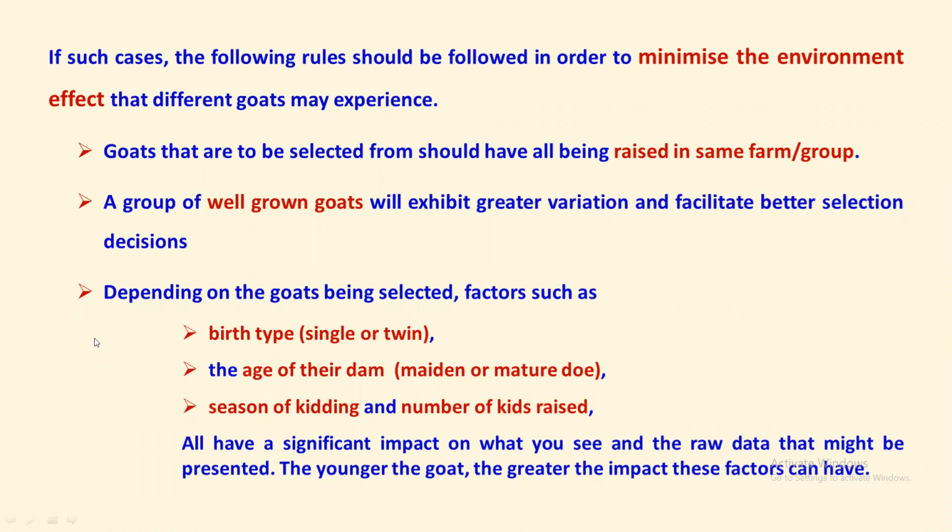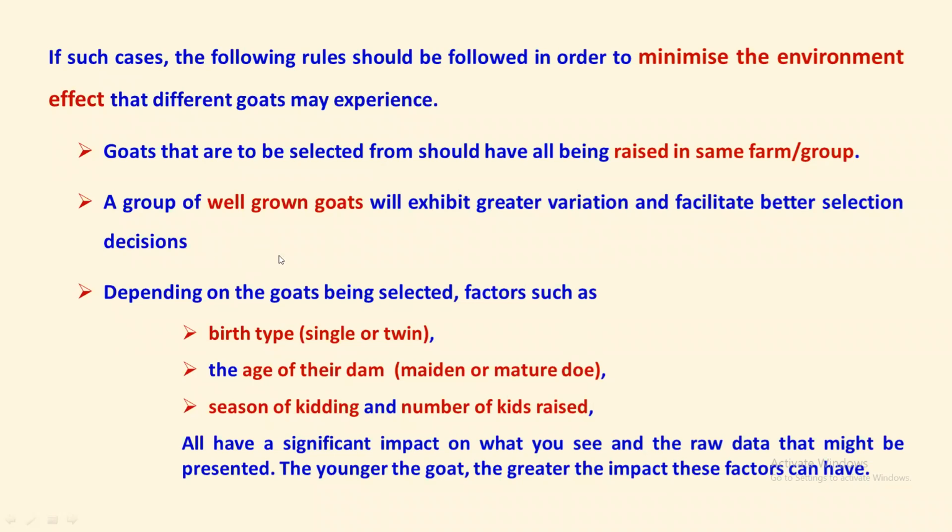A group of well-grown goats. Well-grown goats should be selected compared to the newborn ones. Why? In the beginning of the slides, we have discussed these environmental effects: birth type, age of the dam, season of kidding, and number of kids raised. We told that these traits have some effect on the visual trait as well as the raw data. These are the environmental effects because of which the raw data is biased.